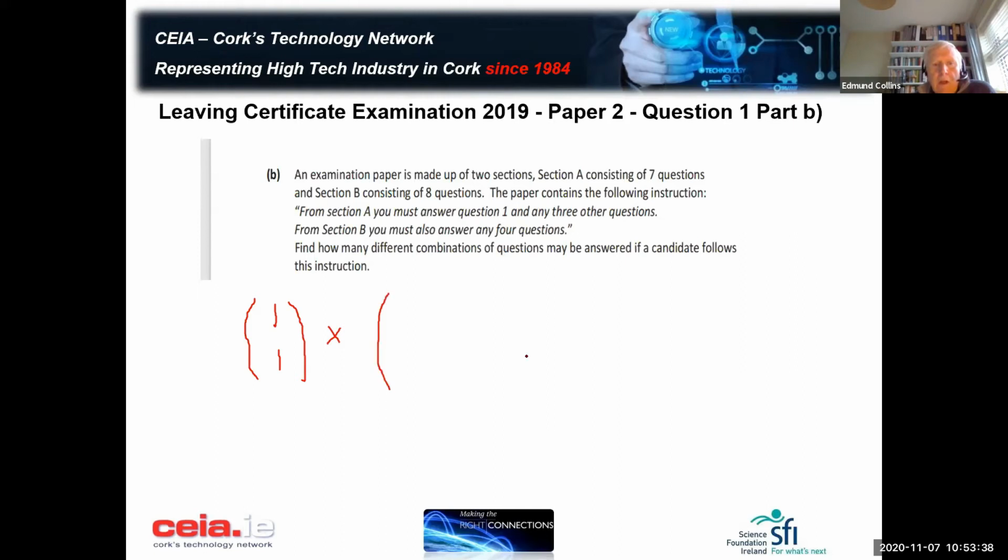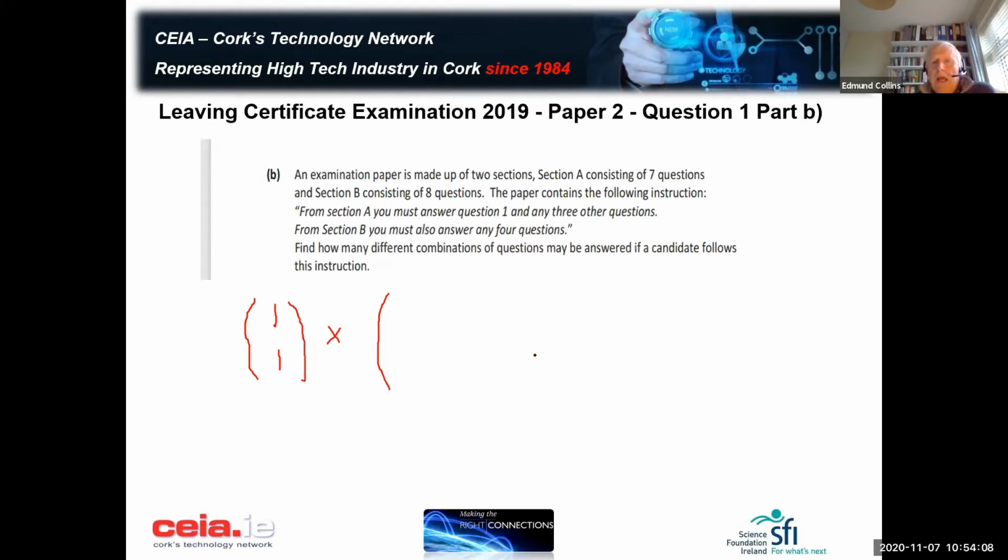And now this is the tricky bit. This is where there's very little writing to be done, but there's a lot more thinking than some other problems here. So in section A, there's 7 questions. We must answer question 1, and then any other 3 questions from the remaining questions. They haven't written that in, but it's from the remaining questions.